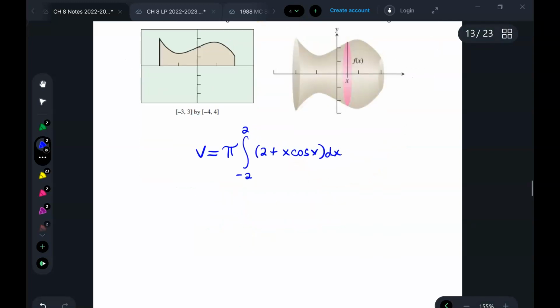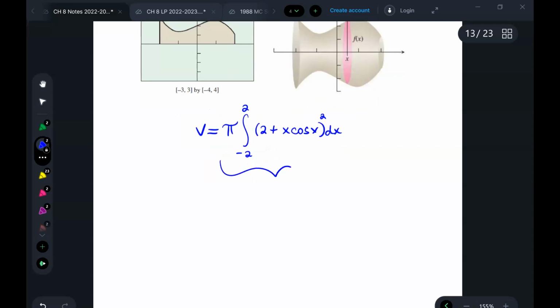And can we integrate this by hand? I think we can. So the problem is the x cosine. Well, you can in Calc BC, but we don't have a method for taking apart this x cosine x. So we're going to have to just use a calculator for this. Oh, thank you. I forgot my squared. Good catch. Okay, so this is a calculator problem.